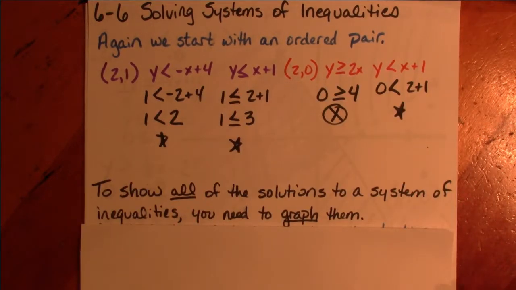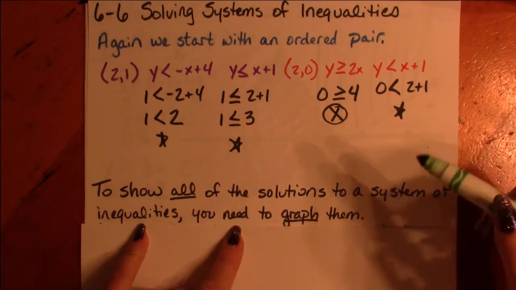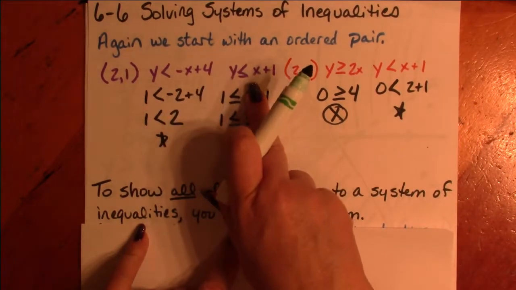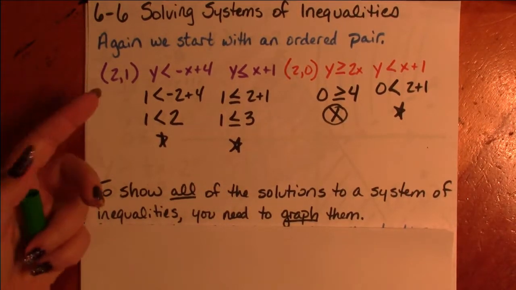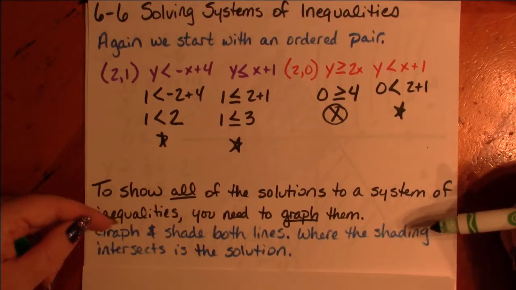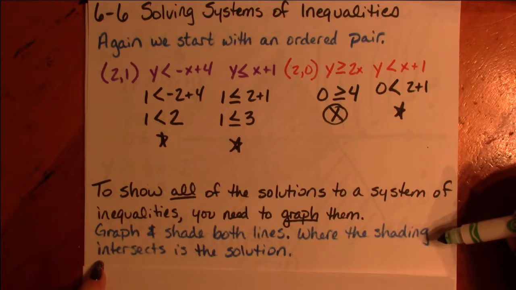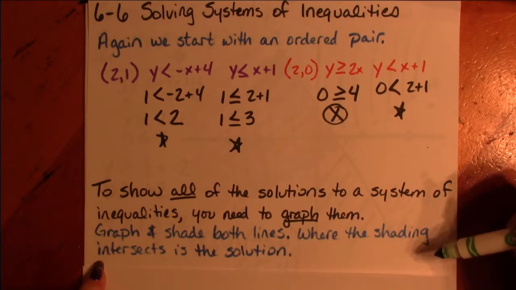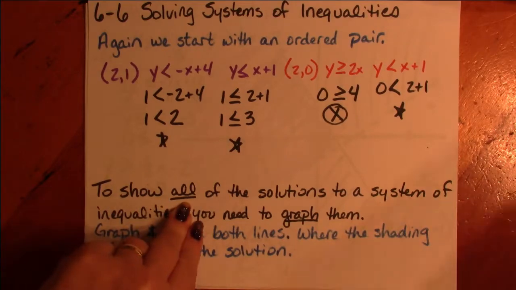Now, with a system of inequalities, you're going to need to graph them because we're not solving for lines, we're solving for areas. So we need to show where the areas overlap. You're going to graph both lines and you're going to shade them. And where the shading intersects is the solution to the system. Let me show you what that means.